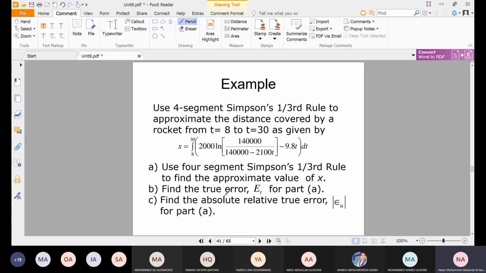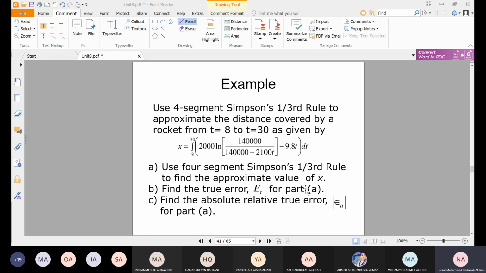So let's take this example. In this example, use 4 segments Simpson third rule. From the question we have Simpson third rule with 4 segments, so in this case we need to use the multiple segment Simpson third rule to approximate the distance covered by the rocket from t equals 8 seconds to t equals 30 seconds by the given function. This is the integration and the function is given.